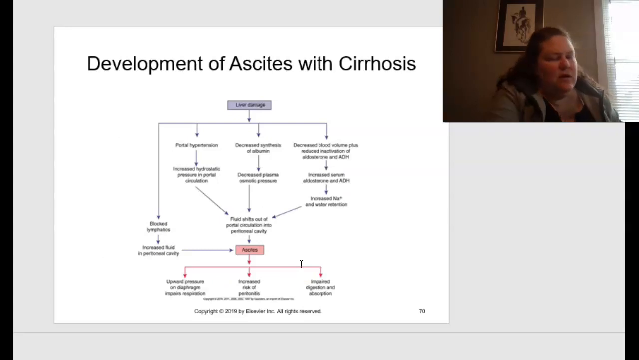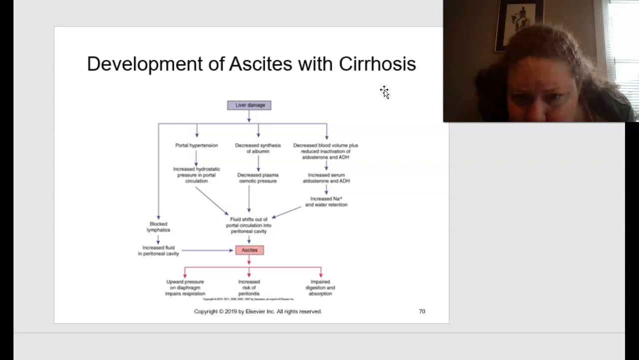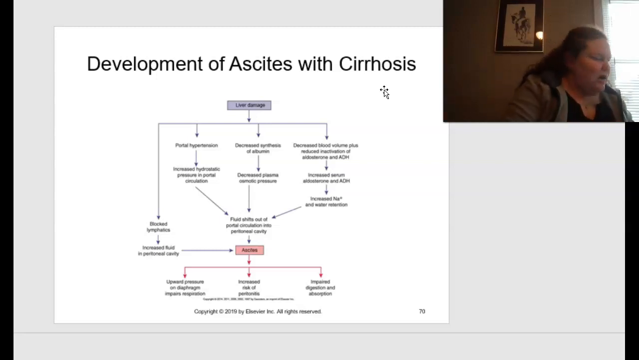But this is going to cause abdominal distension as well as pressure. So this is a graph of the development of ascites with cirrhosis. And so this is detailing that you have the liver damage, and then you can have blocked lymphatics, portal hypertension, decreased synthesis of albumin, and decreased blood volume plus reduced inactivation of aldosterone and ADH.